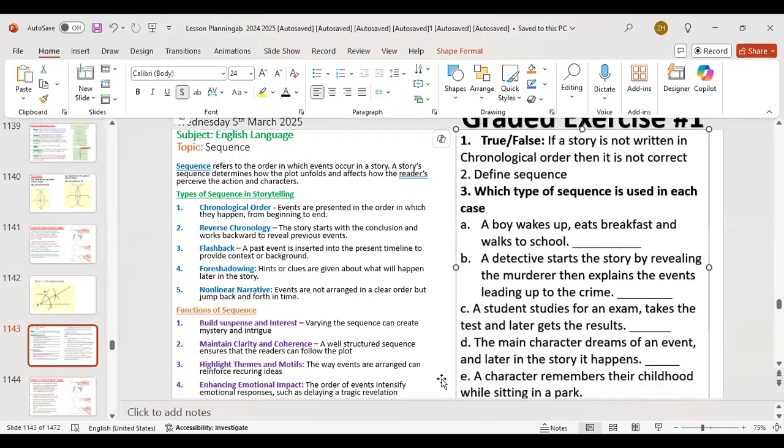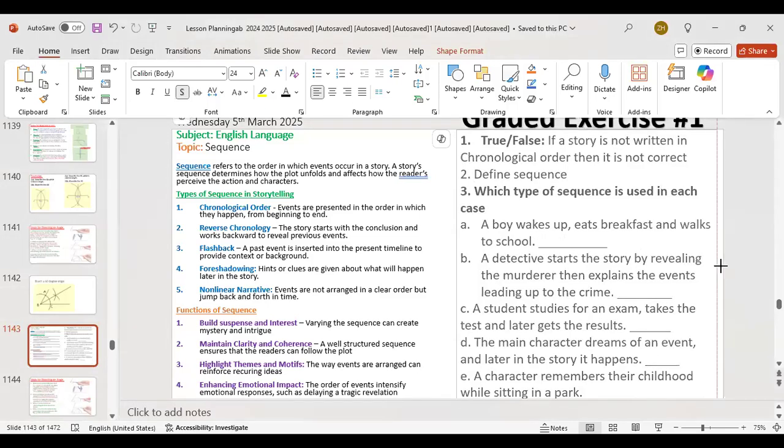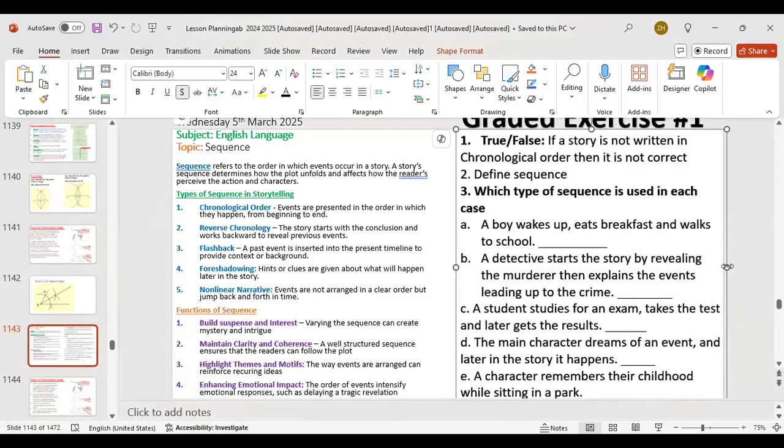Okay, good. All right, so let me go ahead and read the questions. True or false? If a story is not written in chronological order, then it's not correct. We're just reading the questions for now. Everyone should be answering inside the chat, please.